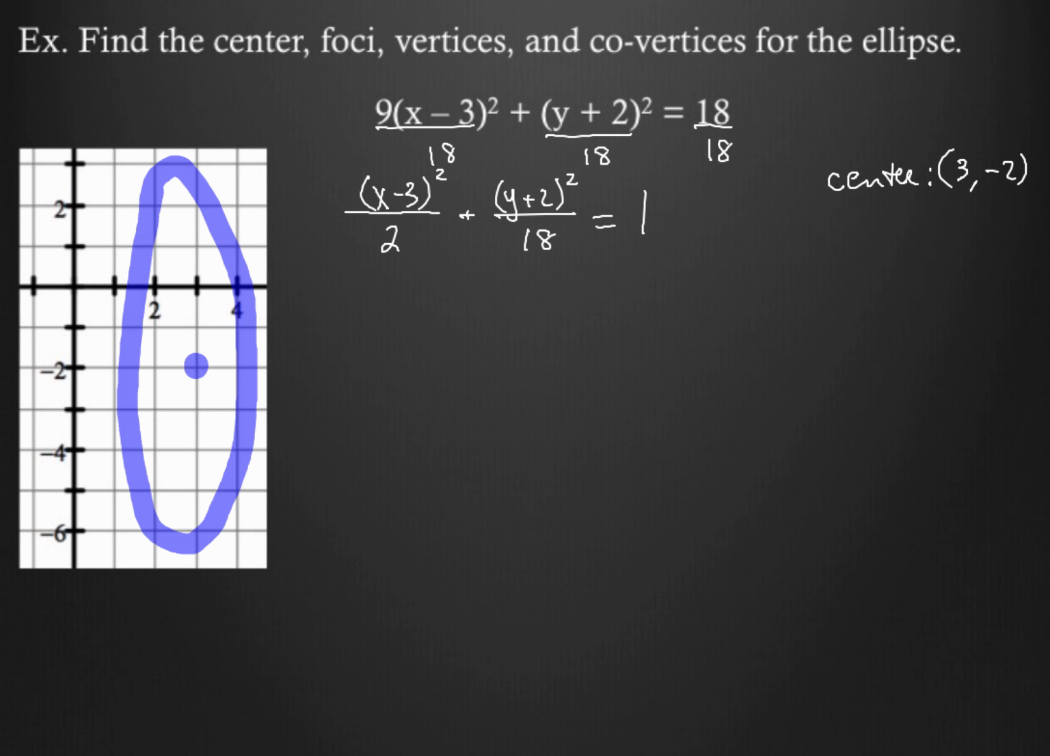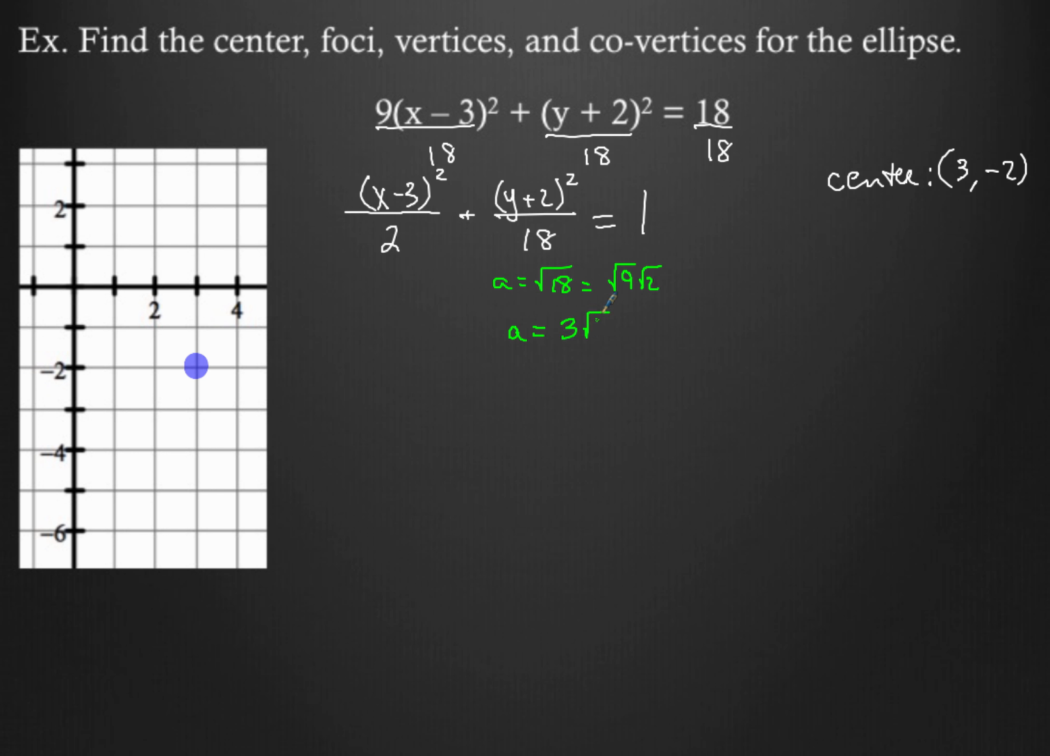Now let's kind of get after each one of those pieces. Now for the vertices, to find those, what I'm going to do is look at the 18, and I have to take the square root of that. In our textbook, I think most of them will use the bigger number in the denominator as the value of a squared. So to figure out a, I'm just going to take the square root of 18. You have square root of 9, square root of 2. Simplified all the way down, a is going to have a value of 3 square roots of 2.